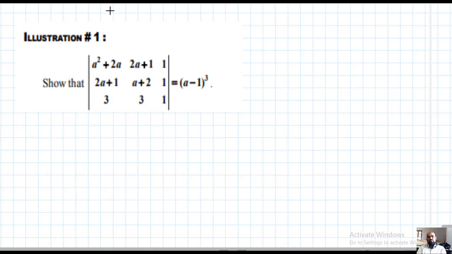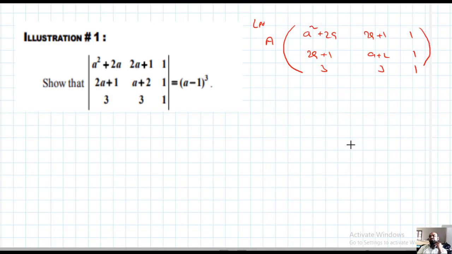Okay students, now I want to solve a problem. This part is very important. I want to find the determinant of this matrix. For example, let A be given as, this is not the symbol for a matrix, this is the symbol for determinant: a square plus 2a plus 1, 1, 2a plus 1, a plus 2, 1, 3, 3, 1. So this is the given matrix. We want to find its determinant, det A.